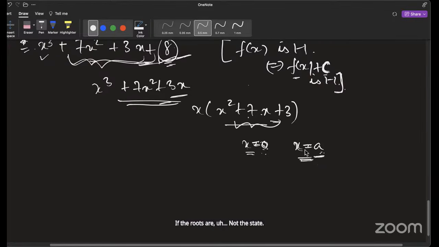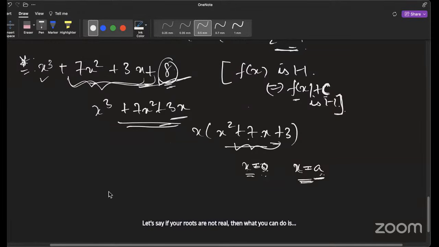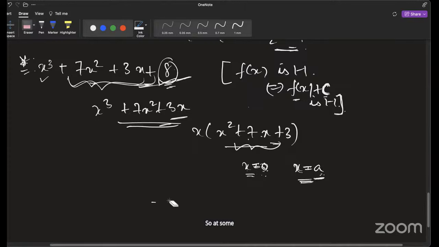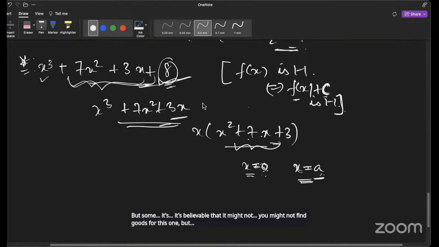If the roots are not real, then what you can do is, we did this thing in the previous one we discussed: we need 2 points where the function's value is the same. So you can equate it to C. It's believable that you might not find roots for this one, but if you are not getting roots for this, you have to equate it to C and find roots for this minus C.